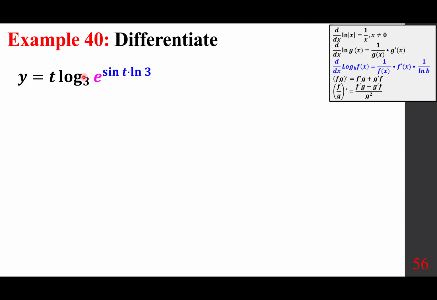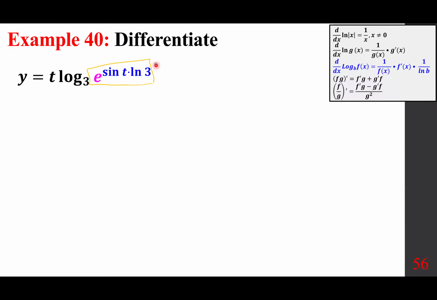Y equals t log base 3 of e to the power of sine t ln 3. We are going to work with logarithmic properties first to simplify as much as possible. What do we notice as the argument? Just right here is the argument of the log: e to the power of sine t ln 3. That should tell you something.